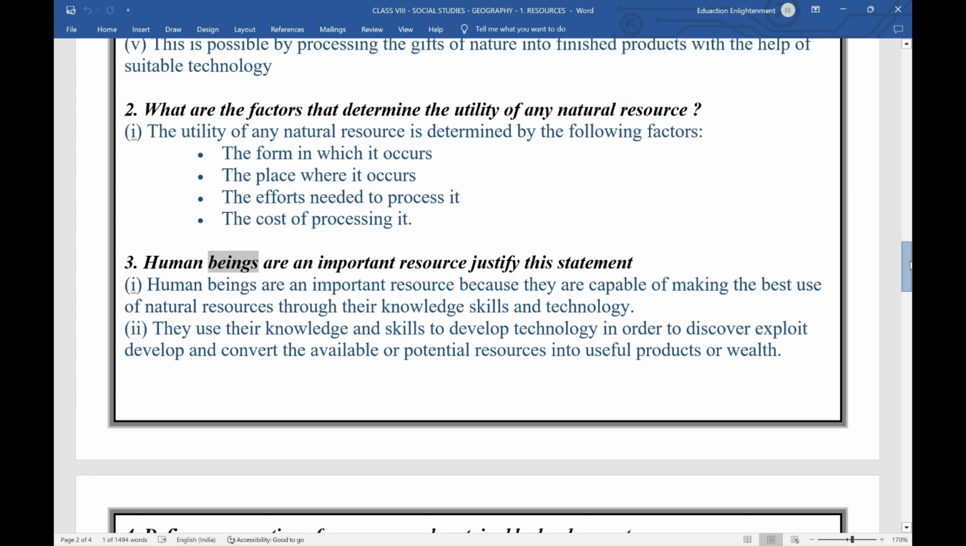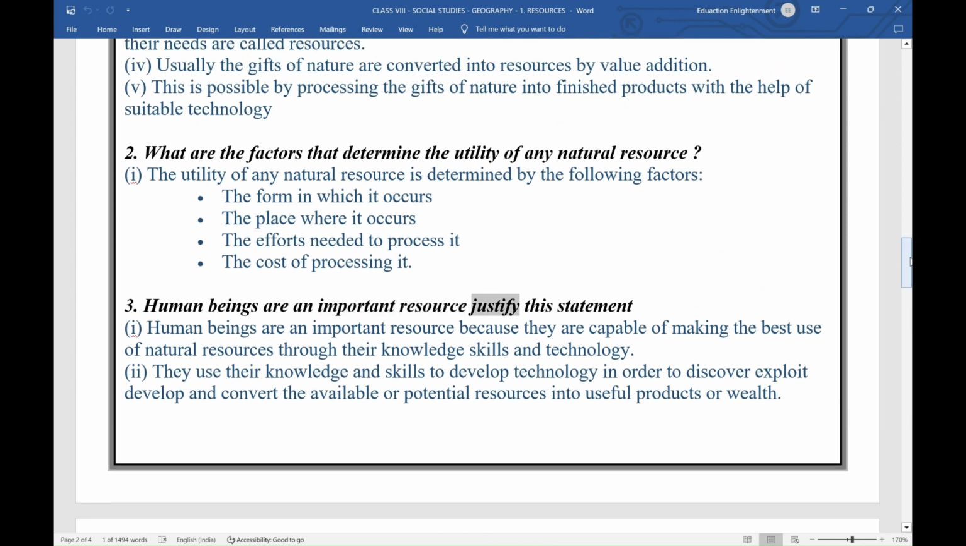3. Human beings are an important resource. Justify this statement. 1. Human beings are an important resource because they are capable of making the best use of natural resources through their knowledge, skills, and technology. 2. They use their knowledge and skills to develop technology in order to discover, exploit, develop, and convert the available or potential resources into useful products or wealth.